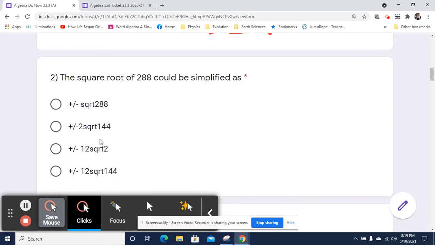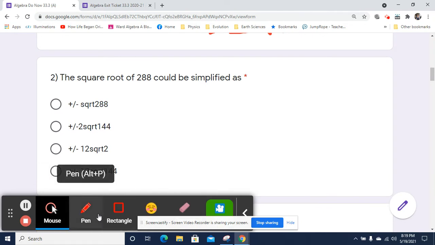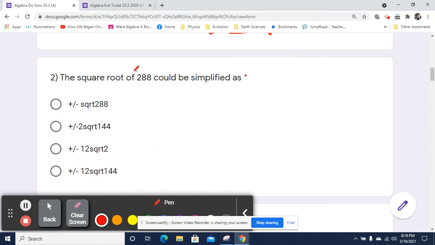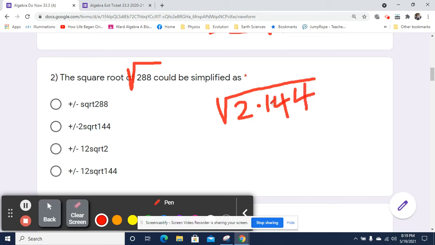And we get the square root of 288. Let's think about what 288 is. We can break 288 into 2 times 144. And we know, hopefully, that 144 is 12 squared.